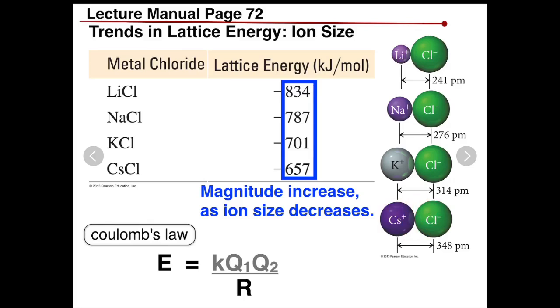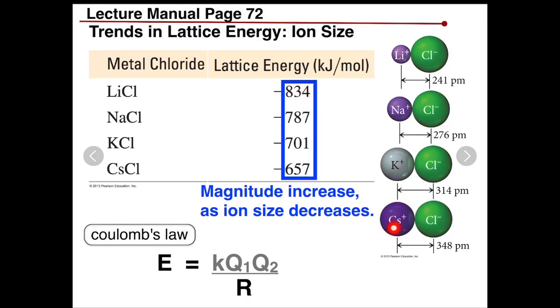On the other hand, if you ignore the negative sign, what you can say is that if you already have the ions of lithium and chloride, and you want to separate them, the amount of energy needed to separate them is going to be 834. Same thing for this.